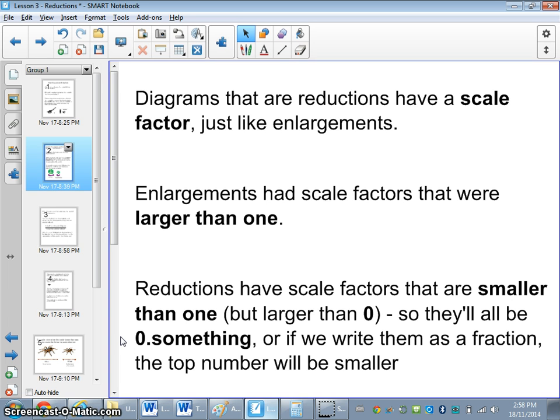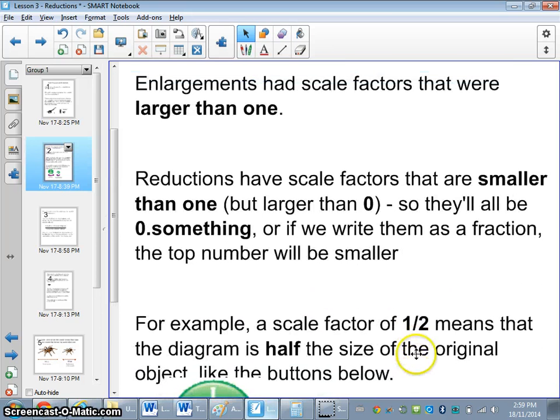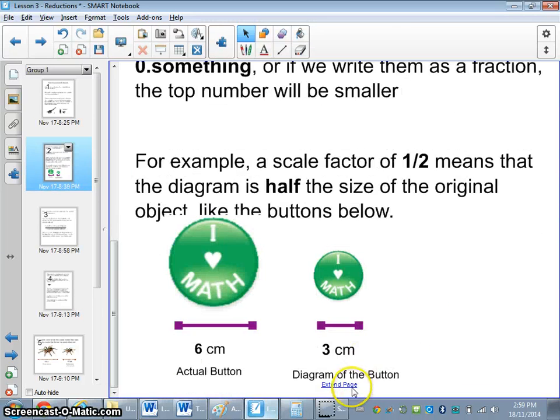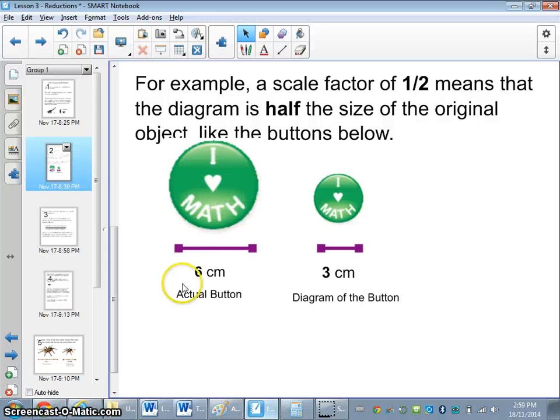Because if it was less than 0, then they'd kind of be like turning it inside out, and that's not possible. So all of our scale diagrams today will be 0 point something when they're decimals, or if you write them as a fraction, the top number will be smaller than the bottom number. So for example, a scale factor of 1 over 2, again, top number smaller than bottom number, means that the diagram is half the size of the original object, just like the buttons below. So here's a couple of buttons. The original button is 6 centimeters long across, and then the reduced diagram here is half the size, it's only 3 centimeters across.